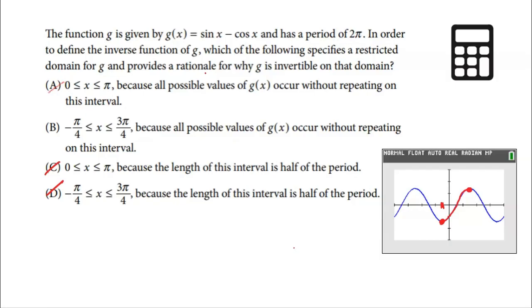If I only restrict my domain to that particular domain, negative pi over 4 to 3 pi over 4, none of the y values get repeated, which means it's invertible. As long as there's no y values repeated, when I inverse it, I will only have one output for every input, which is exactly what I want.